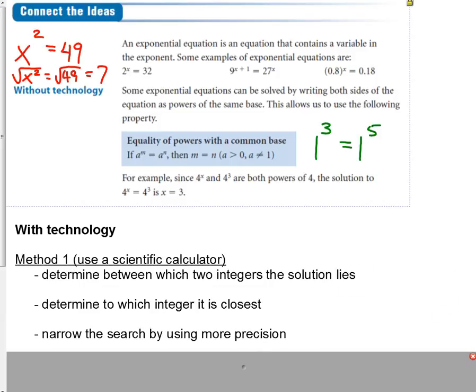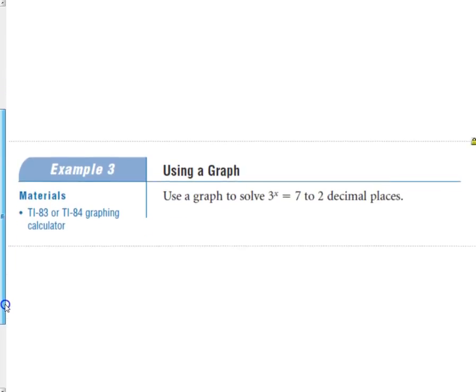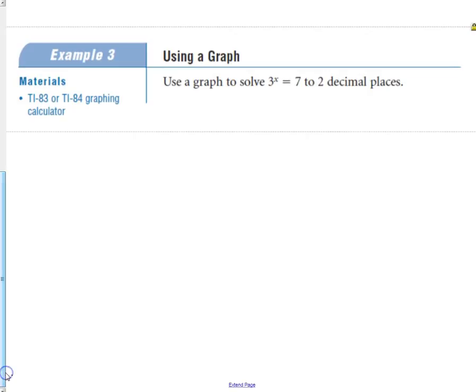Let's go back to the third example here, which sort of completes this lesson, and this would be using a graph. We've used a little bit of graphing this semester, with graphing calculator work. Here we're solving 3 to the x equals 7 to 2 decimal places, but this time with a graph instead of systematic trial. I'll open up the graphing calculator on the screen and show you the steps I would carry out to solve this question.